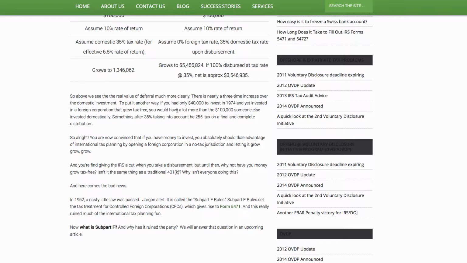Well, because they passed laws to really get rid of a lot of the advantages of deferral. In 1962, a law was passed, and this is a technical part. Okay, you've learned the word deferral, and another technical term you're going to learn is Subpart F rules. We'll be talking about those a little bit more, but they're saying if it's a controlled foreign corporation, there are going to be reporting requirements, and also we're not going to let you defer as much. And we're going to show you how those work in a future video.